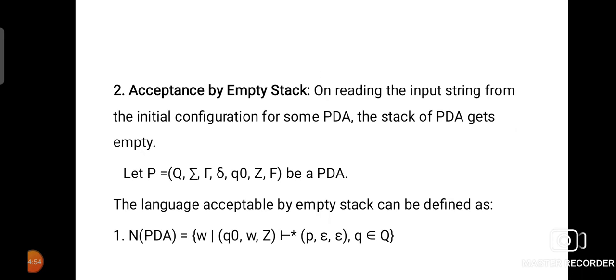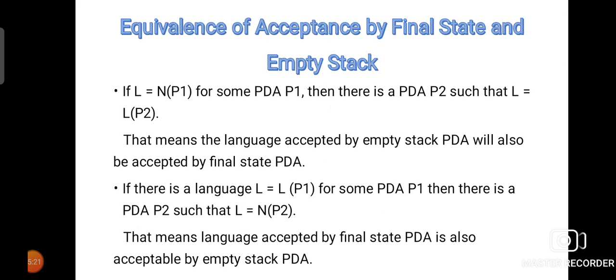The state is not at all a matter. Q is one among the states. In this case, Q is not mentioned as a final state. Q is one among the set of states, and the condition here is that the stack should be empty. That is, the stack should have only Z, the starting stack symbol. Then we can say the given string is acceptable.